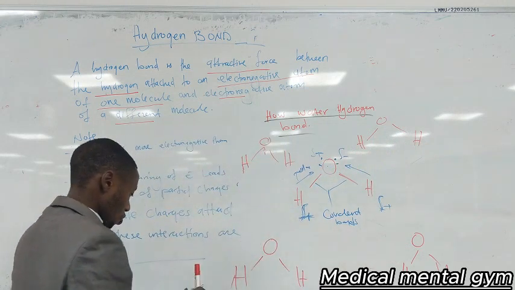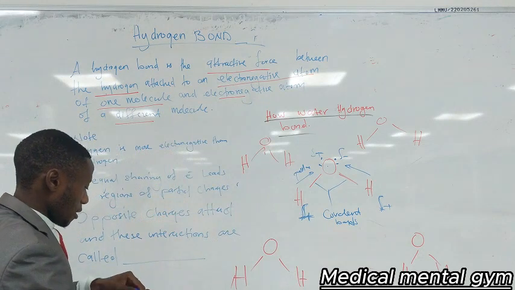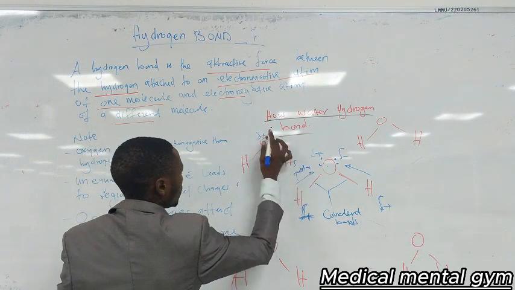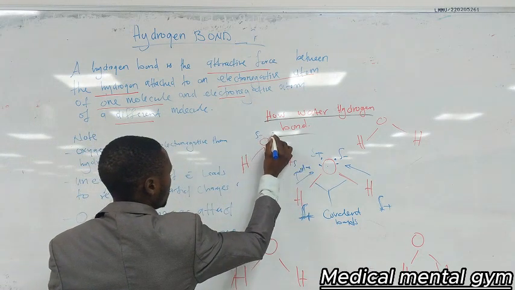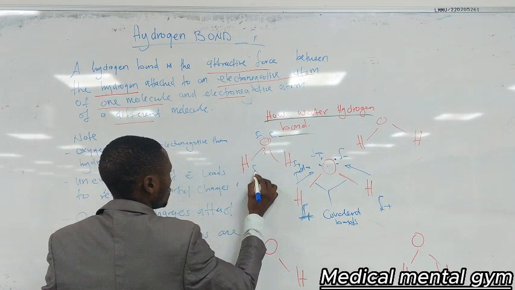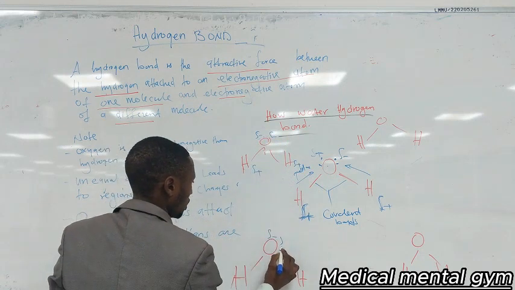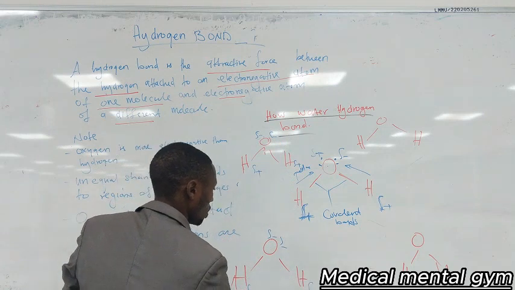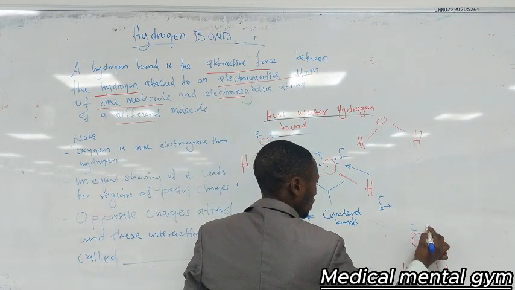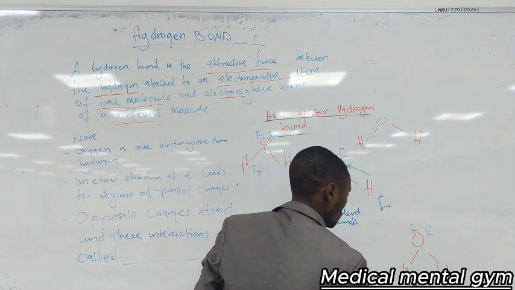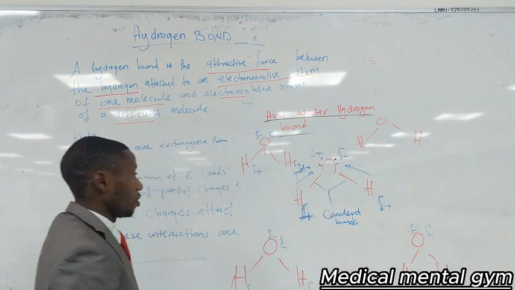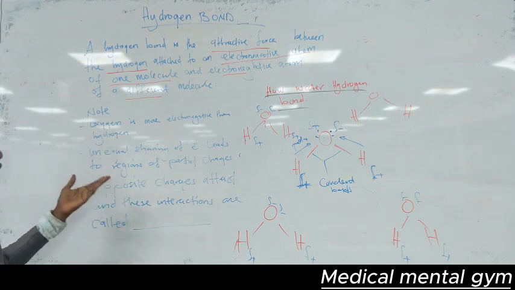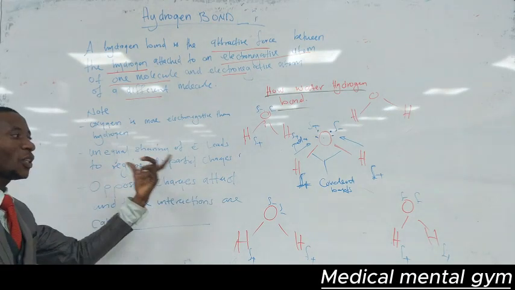So we have concluded that there are partial charges around these elements: partial negative, partial positive, partial positive. Let's look at this statement and try to understand it. We have opposite charges attract. So what do we mean here?